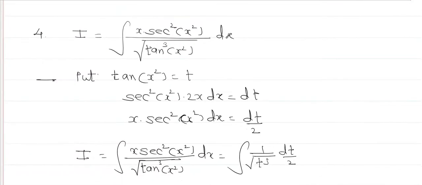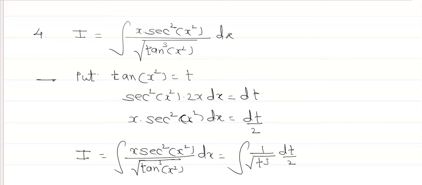Now our next problem, problem number 4. I is equal to the integral of x sec square of x square divided by the root of tan cube of x square. Now what is your substitution? Our substitution is sec square.